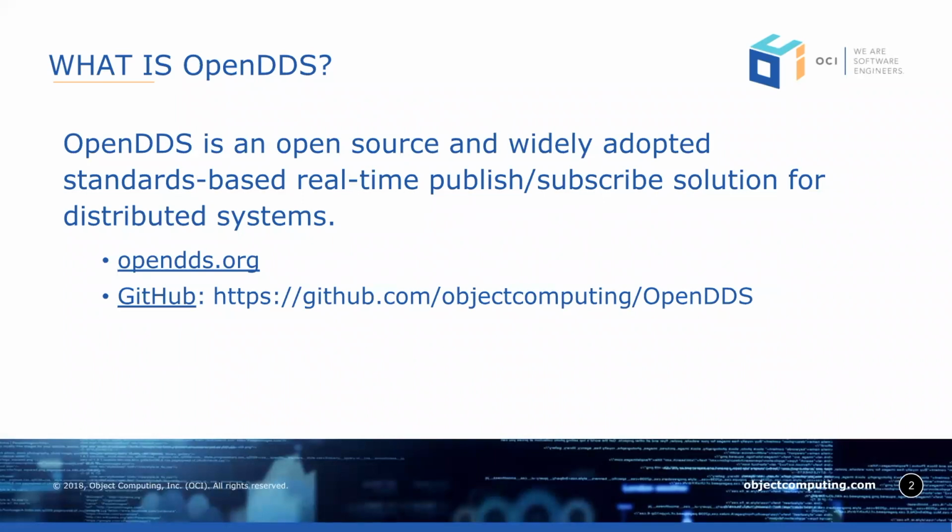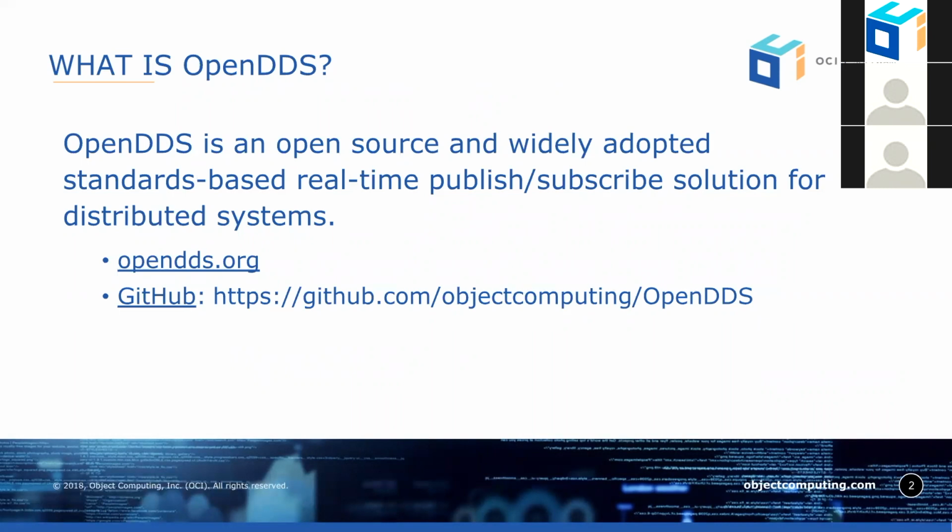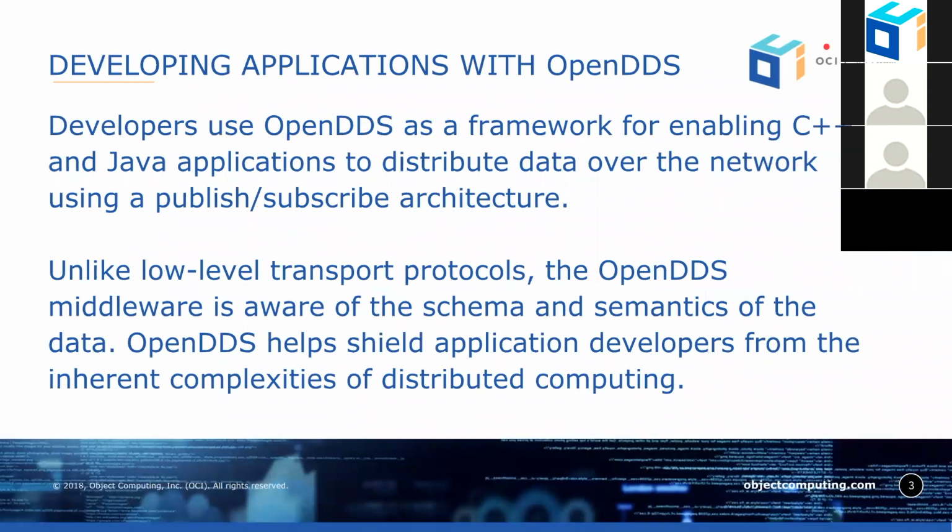OpenDDS is an open source and widely adopted standards-based real-time publish-subscribe solution for distributed systems. The project homepage is listed there, opendds.org, and we're hosted on GitHub under Object Computing OpenDDS. Developers use OpenDDS as a framework to enable their C++ and Java applications to distribute data over the network using a publish-subscribe architecture. Unlike low-level transport protocols, the OpenDDS middleware is aware of the schema and semantics of the data. OpenDDS helps shield application developers from the inherent complexities of distributed computing.